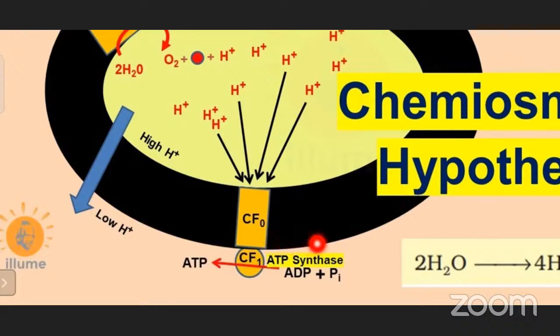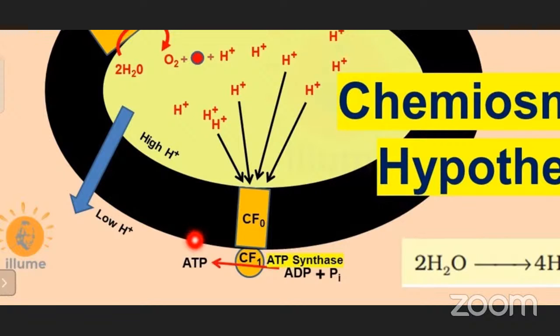Okay, so this ATPase or ATP synthetase enzyme is going to convert ADP plus inorganic phosphate to ATP. So here phosphorylation is taking place: adenosine diphosphate combines with inorganic phosphate and forms adenosine triphosphate. Like this, the synthesis of ATP is taking place.